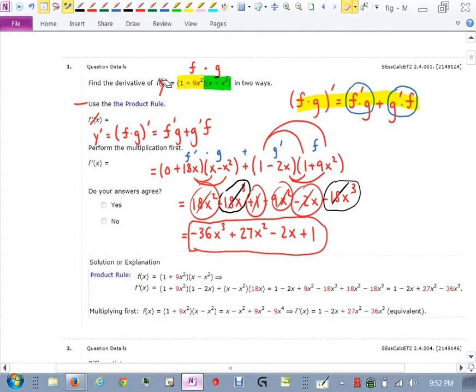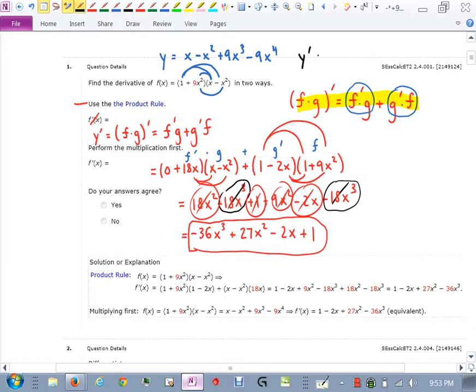So what we're going to do is go back up here, and let me actually multiply this out first. So if I multiply here, I get x. Multiply here, I get negative x squared. Multiply here to here, I get plus 9x cubed. And if I multiply here to here, I get minus 9x to the fourth.